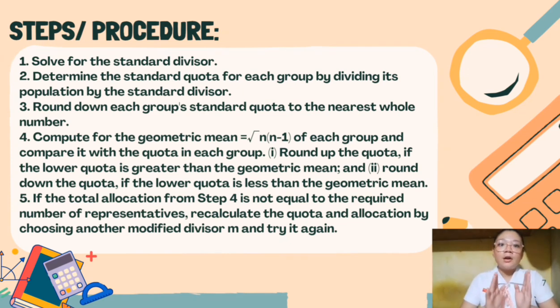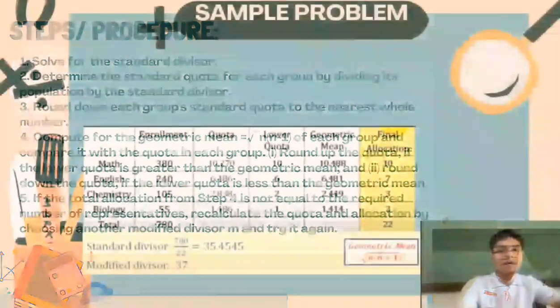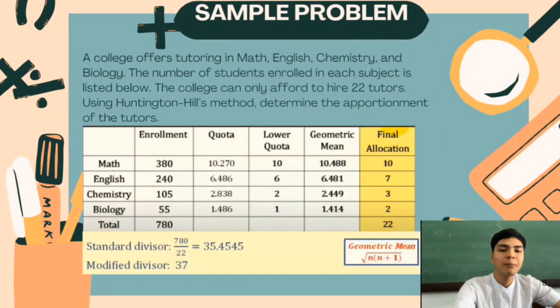to the required number of representatives, recalculate the quota and allocation by choosing another modified divisor M and try it again. So after step 4, check if the total number of allocated seats matches the required total number of representatives. If the total number of seats does not match, adjust the quota by selecting a modified divisor and repeat the process. So this is our first sample problem.